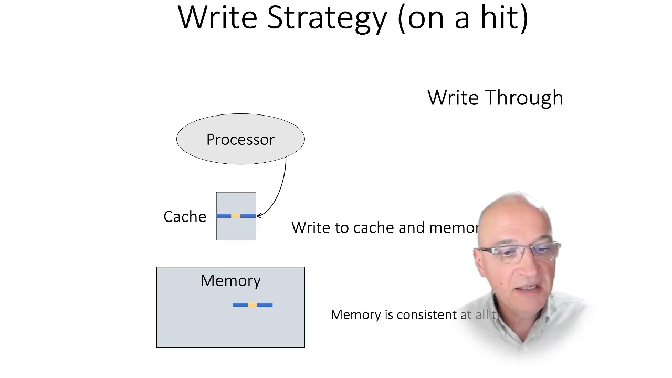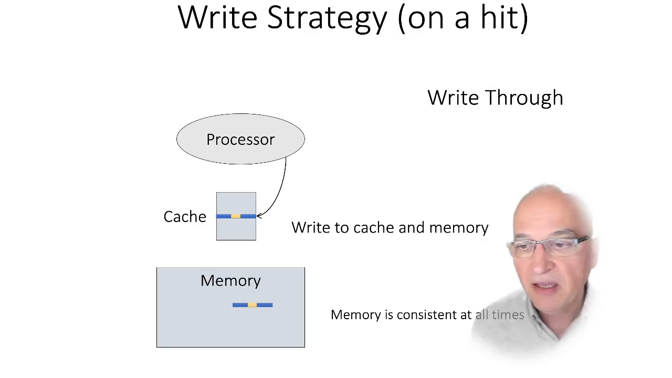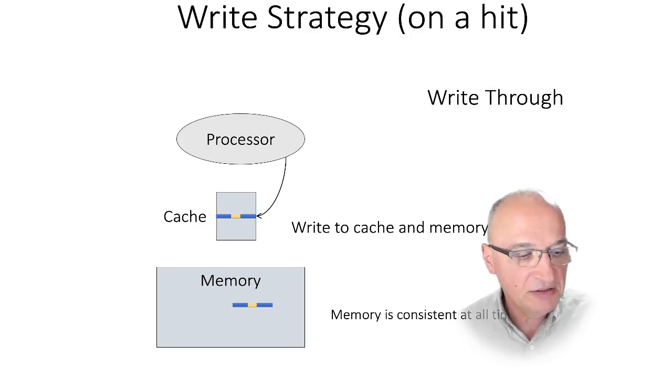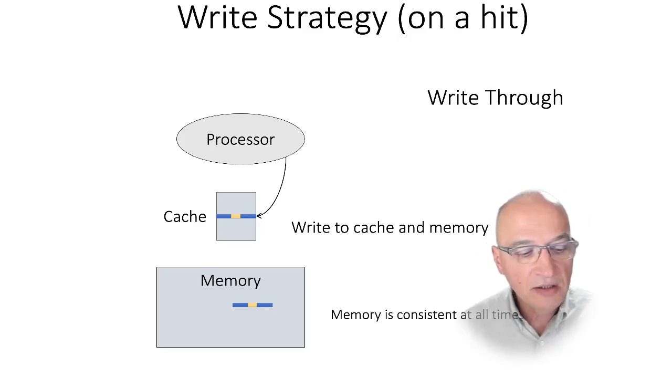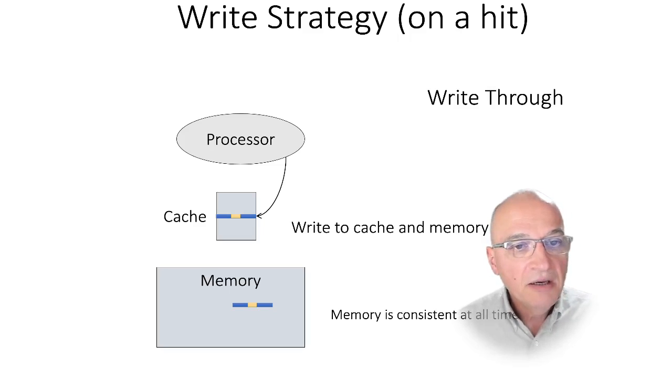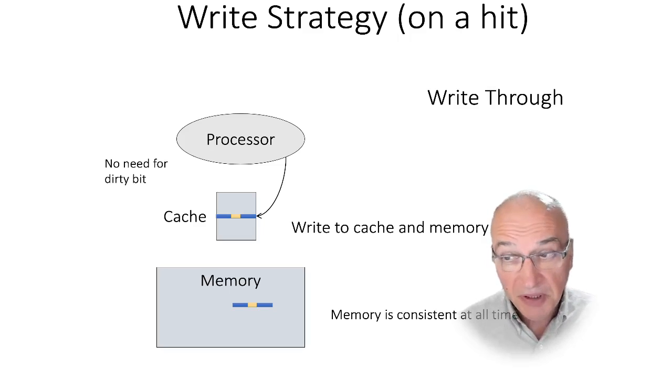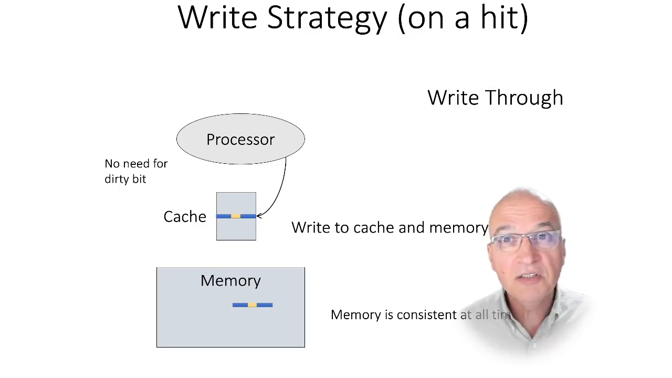And in this case, the memory is consistent at all times. The memory is never going to have a value that's not compatible with the value that's in the cache. There is no need for a dirty bit, and it's called a write through policy because I'm writing through the cache and into the memory.